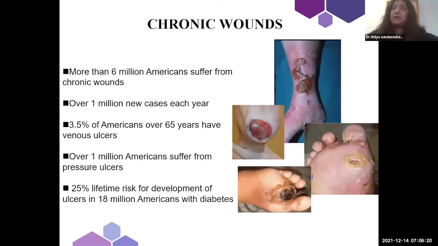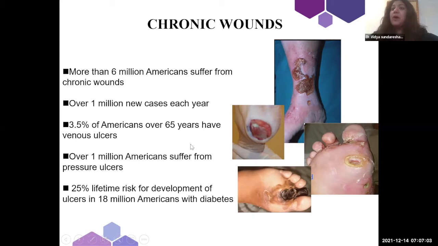Before we go into the pathophysiology, I would like to talk a little bit about chronic wound epidemiology. More than 6 million Americans suffer from chronic wounds. Over 1 million new cases of chronic wounds each year are seen in wound care settings and other settings, in outpatient settings and inpatient settings. 3.5% of Americans over 65 years have venous ulcers, and over 1 million Americans suffer from pressure ulcers. And there's a 25% lifetime risk of development of ulcers in about 18 million Americans with diabetes.